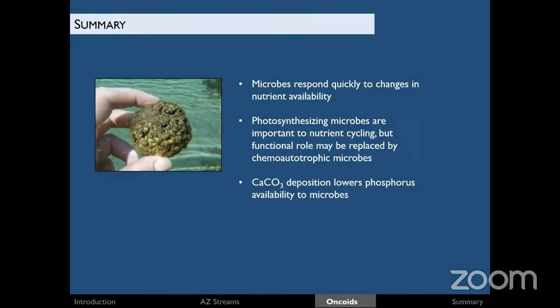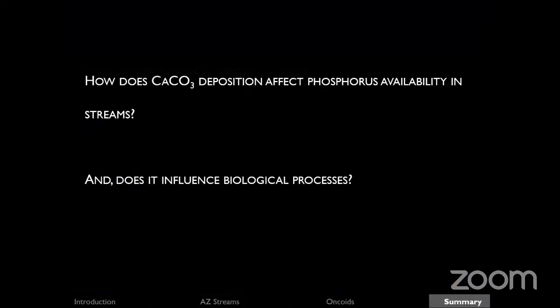So just to summarize, we found that microbes respond quickly to changes in phosphorus availability. Photosynthesizing microbes are really important in those systems, but there are also things happening with the non-photoautotrophic organisms in that system. And the calcium carbonate deposition is lowering phosphorus availability to the microbes.